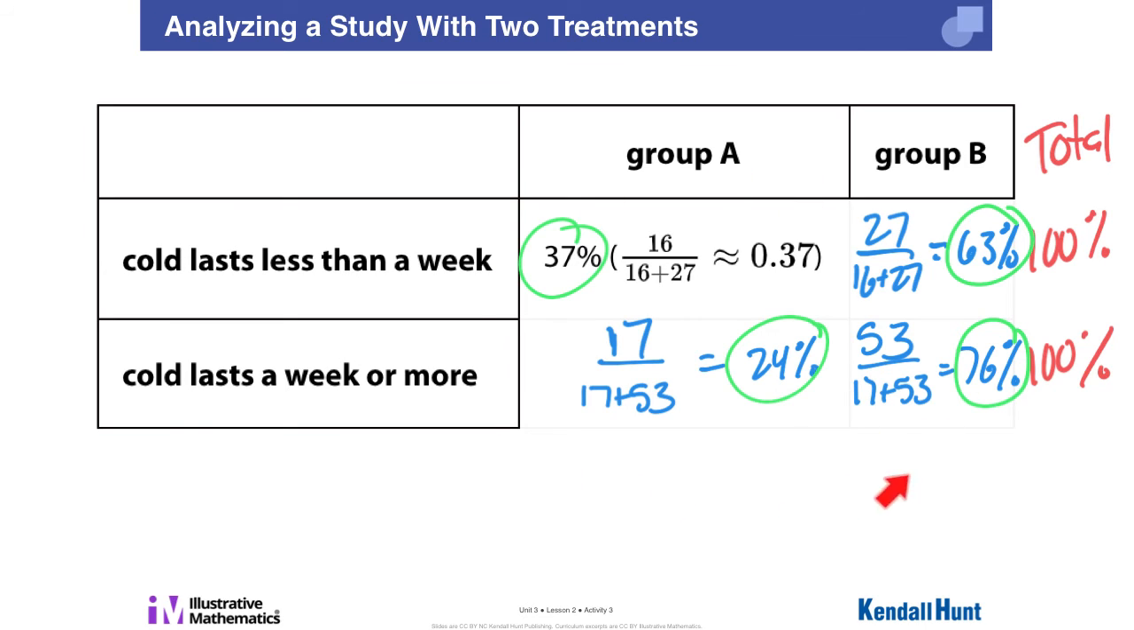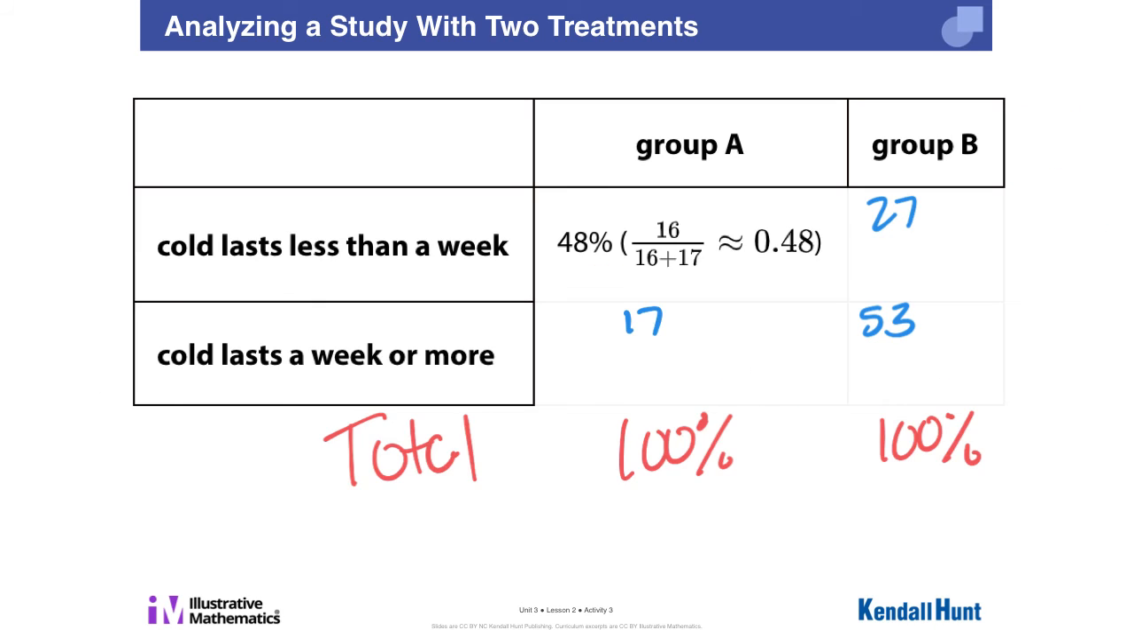As I'm looking at the total data here, I'm still not seeing a pattern as far as vitamin C working or not, because I'm still seeing that of the people whose cold lasts less than a week, a lot of them are in Group B, not so many in Group A. Similarly here for a week or more.